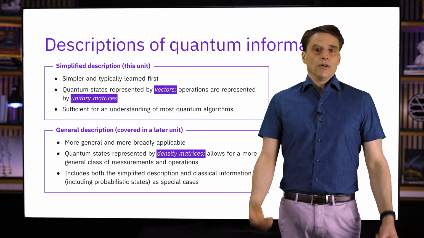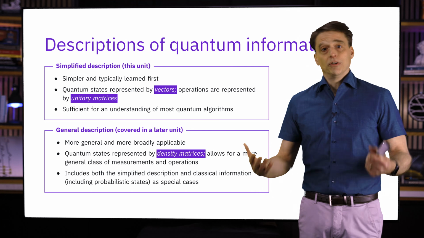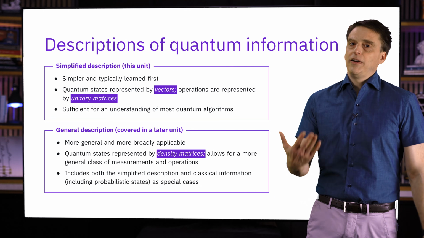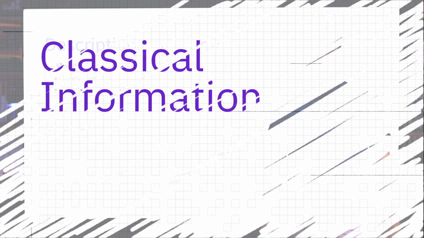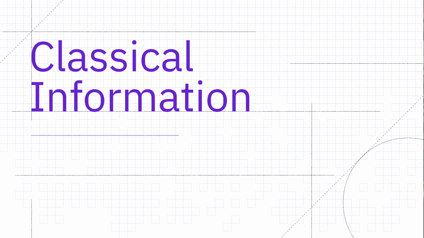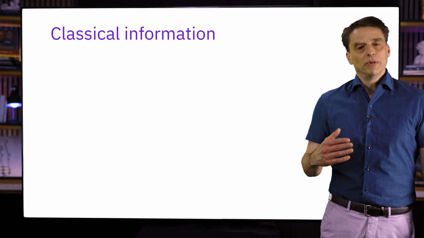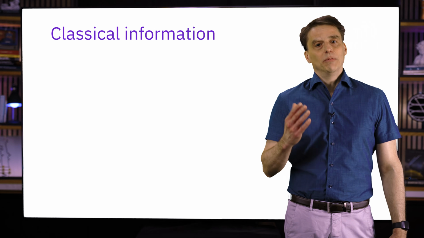So I strongly encourage you to learn about this general description when the time is right, but the simplified description is the more natural place to start, and so that is what we will do. We're going to begin by talking about classical information with an eye on the aspects of classical information that are most relevant to quantum information and the way that it's described mathematically.